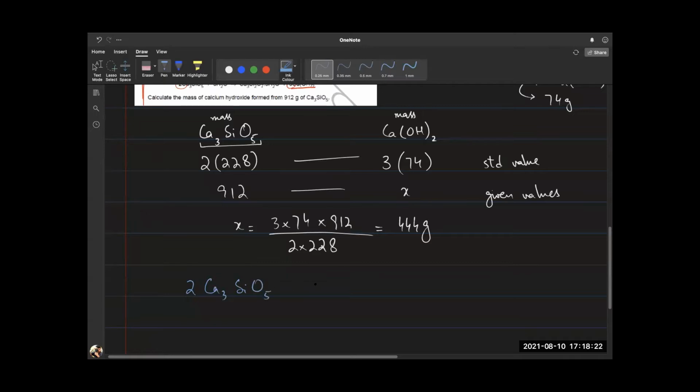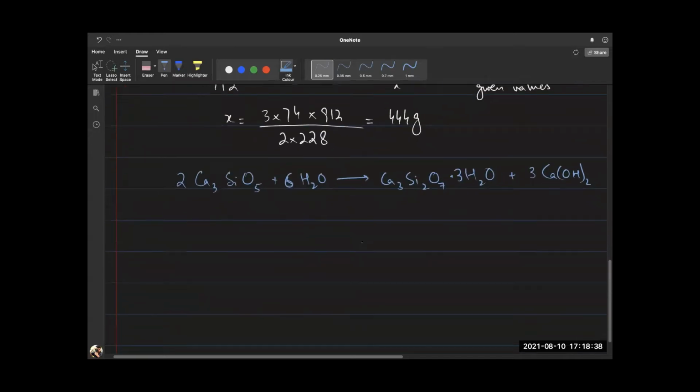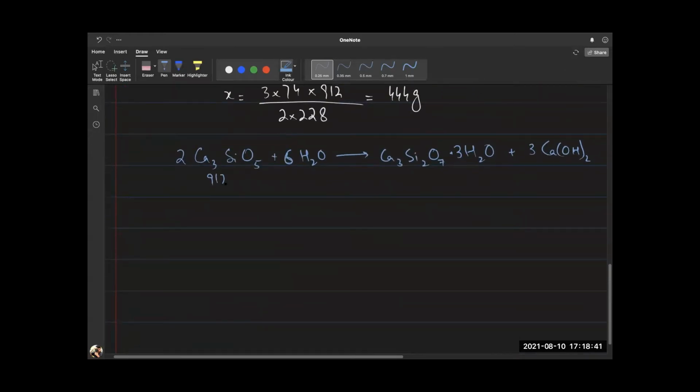First of all, you copy the equation, ठीक है, plus 6H2O makes Ca3Si2O7.3H2O plus 3Ca(OH)2. Okay, so what the method relies on is that you have 912 gram of this and you want to figure out the mass of this thing. So first figure out moles of this. So that's your first step. First step is always finding moles. So first step here would be moles of calcium silicate or whatever the name of this thing is.